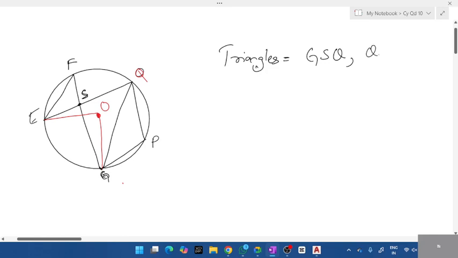QPG. Very good. QPG is also a triangle. It has three sides. Okay, it is a triangle. Next one. There is one more triangle. ESF. Yes, correct. ESF is also a triangle. Only if you are able to pick out the triangle will you be able to figure out the segment and sector, where you can apply theorems. ESF is also a triangle.